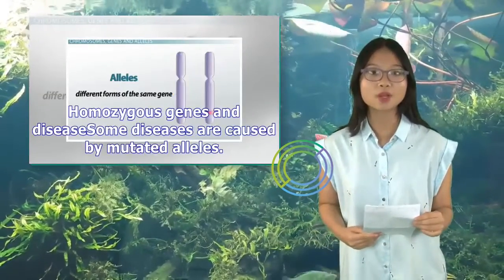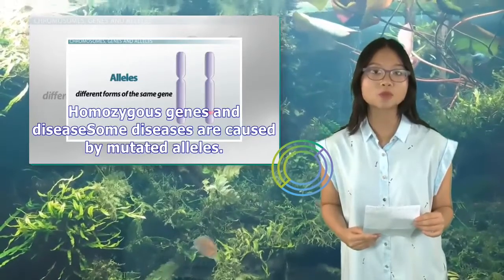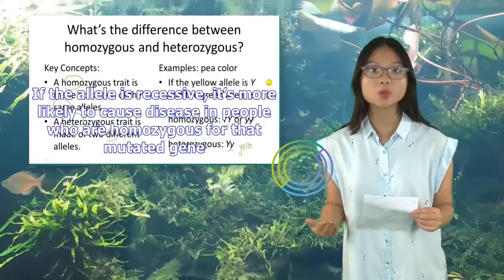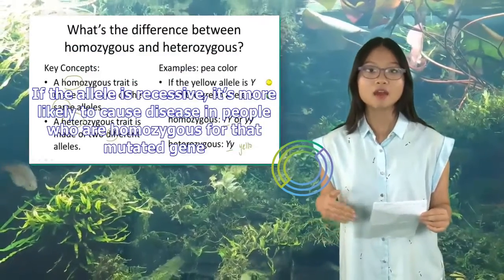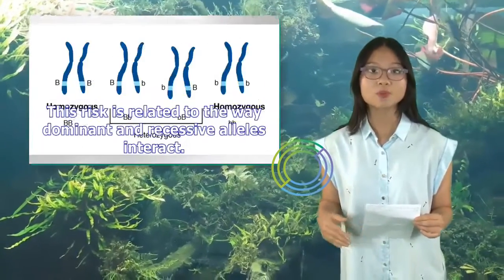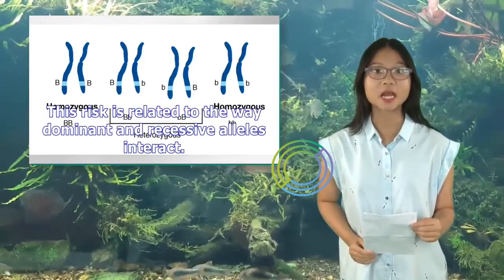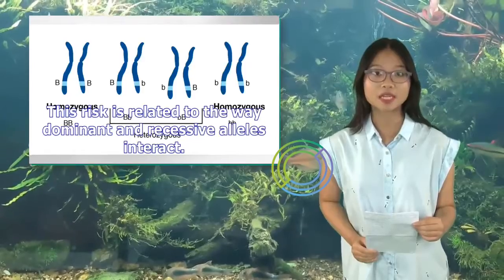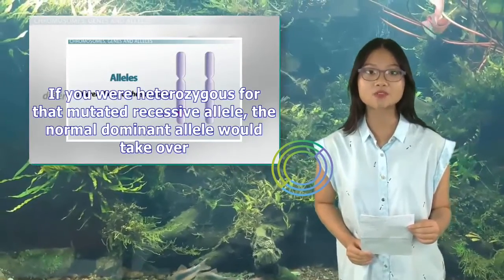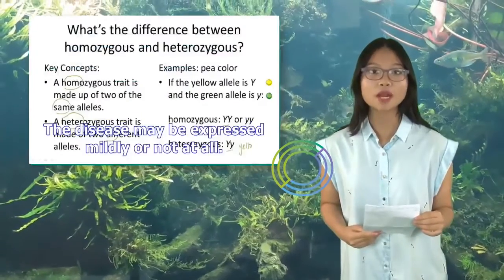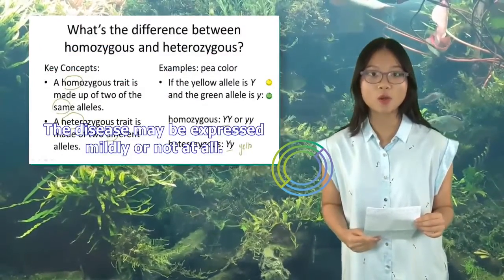Homozygous genes and disease. Some diseases are caused by mutated alleles. If the allele is recessive, it's more likely to cause disease in people who are homozygous for that mutated gene. This risk is related to the way dominant and recessive alleles interact. If you were heterozygous for that mutated recessive allele, the normal dominant allele would take over. The disease may be expressed mildly or not at all.